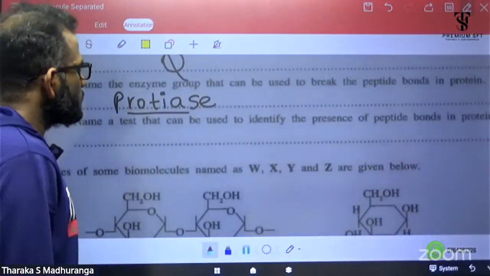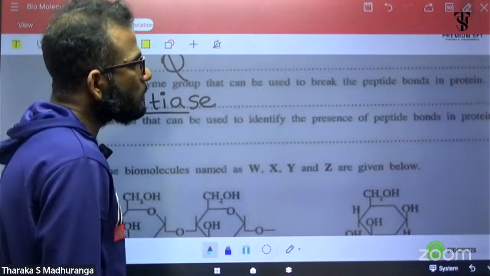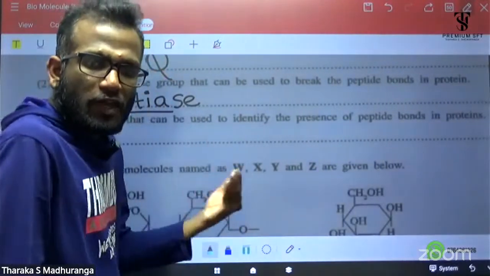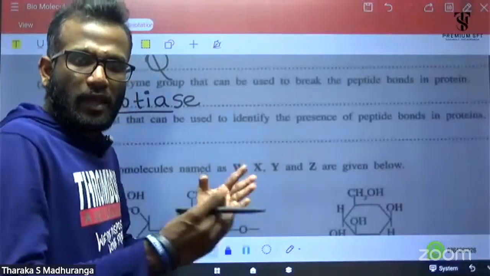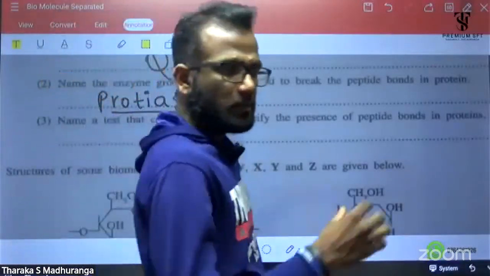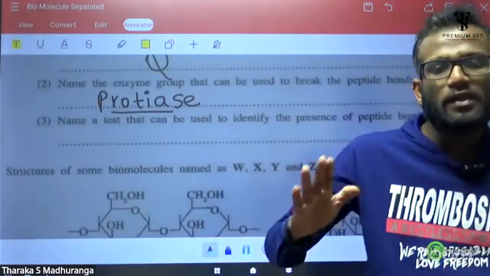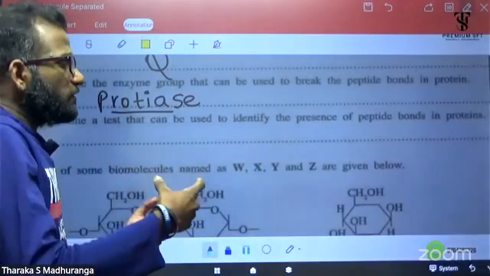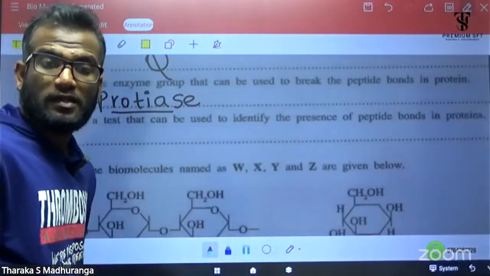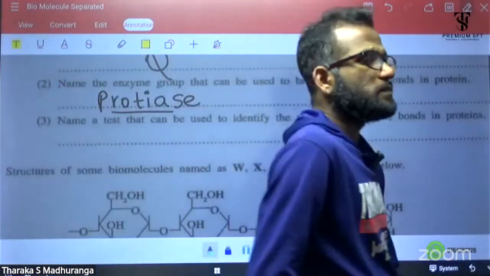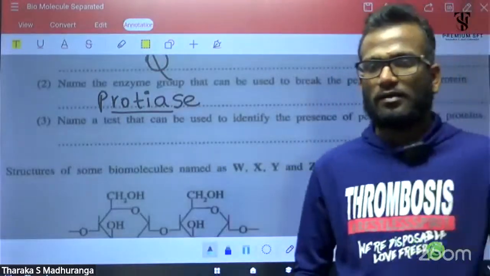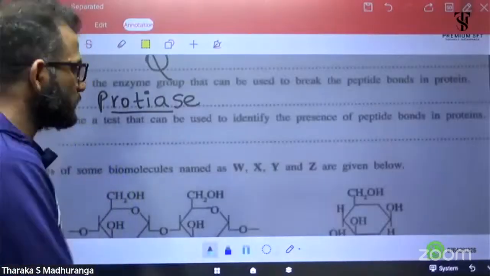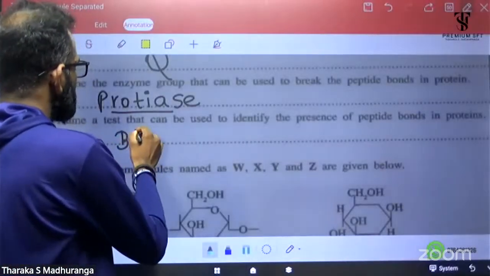Name a test that can be used to identify the presence of peptide bonds. In the protein identification test we discussed in the lesson, we mainly identify peptide bonds. If a peptide bond is present, it means it contains protein. That's how we identify. What is the name of this test? Very good, the biuret test.